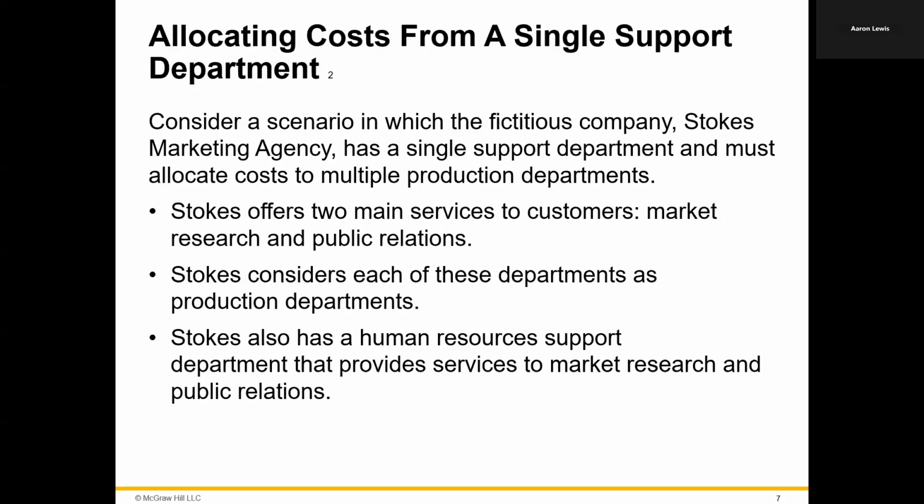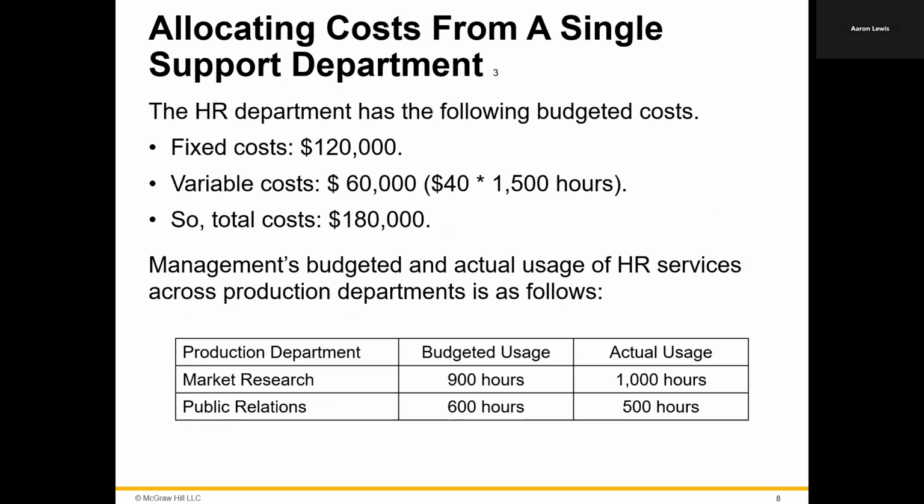services that they provide. And we have an HR department that provides services to market research and public relations. They're going to be our only support department that we're going to assign costs for. So the HR department over here has fixed costs of $120,000. They have variable costs that go into providing their service, and it is based upon how many hours their workers spend supporting each of these two different departments.